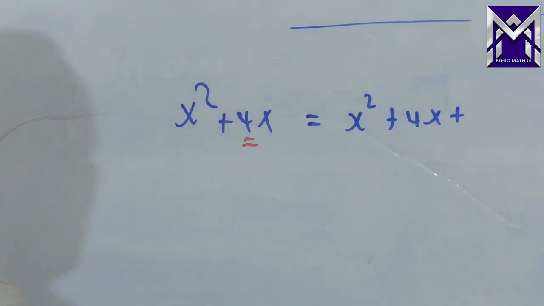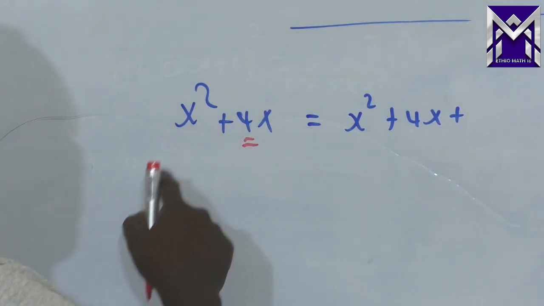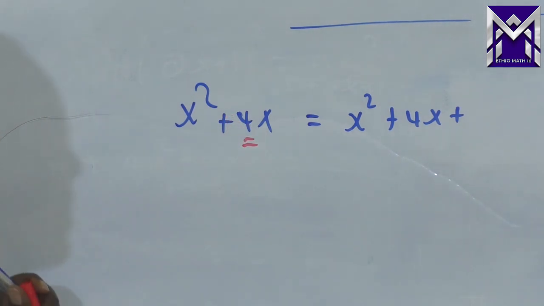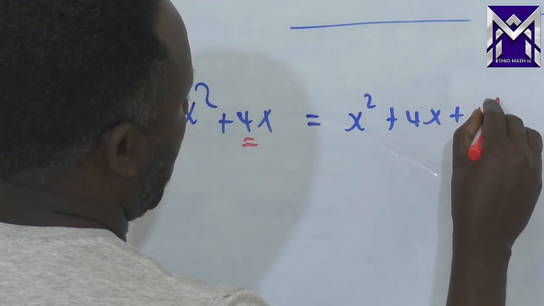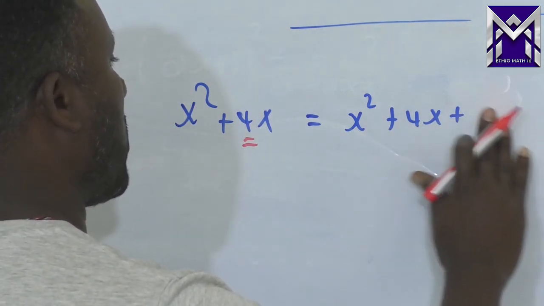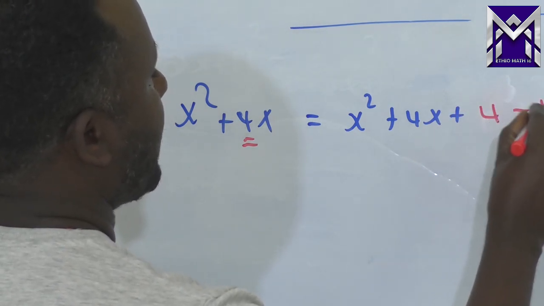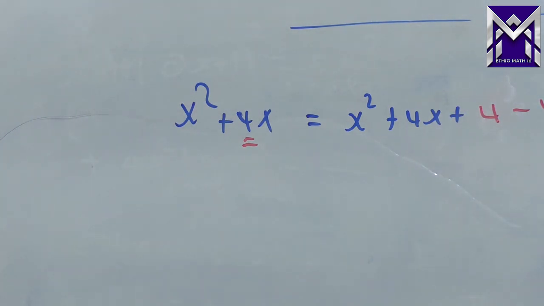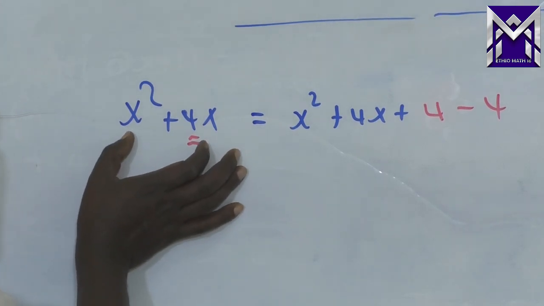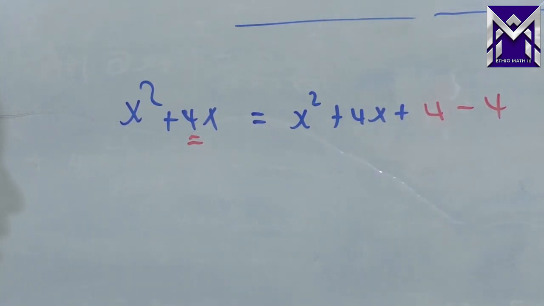What is half of 4? Half of 4 is 2. We square 2, which gives 4, and we subtract 4, so we write x squared plus 4x plus 4 minus 4. Because 4 minus 4 is 0, I have done nothing here; the problem must not change. What is on the left and on the right must be the same.